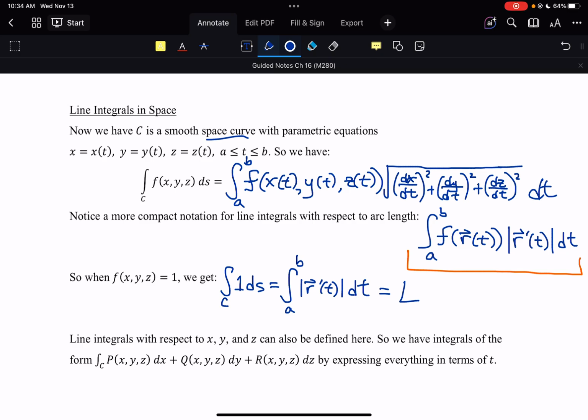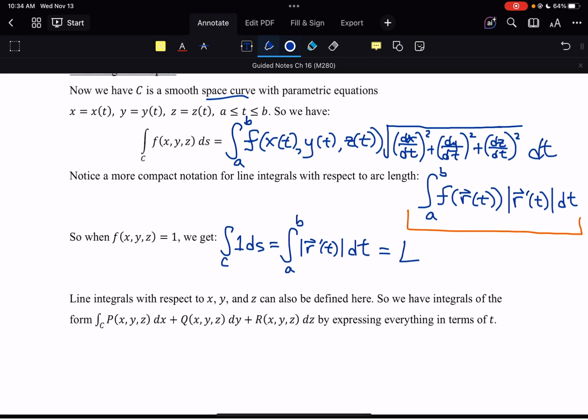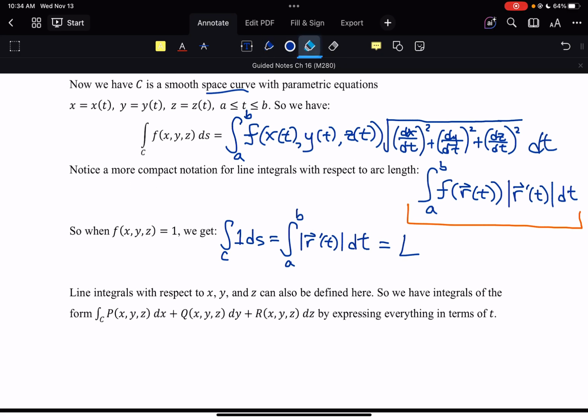So line integrals with respect to x, y, and z can also be defined here. So we have integrals of the form p dx plus q dy plus r dz. So just like the others, except, of course, with 3 components instead of 2.